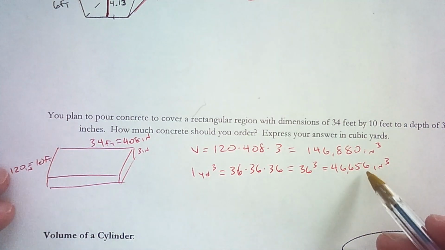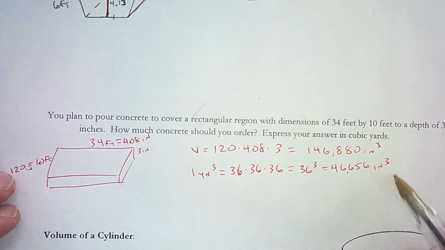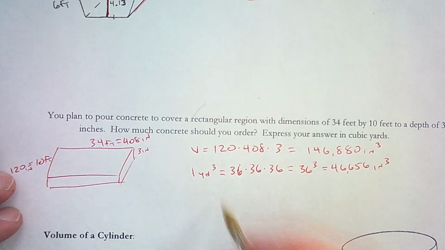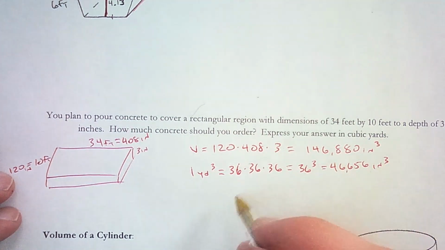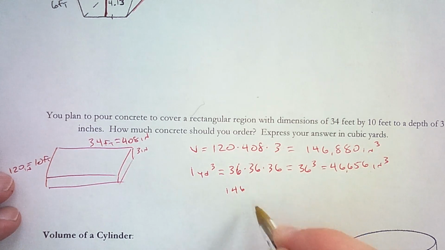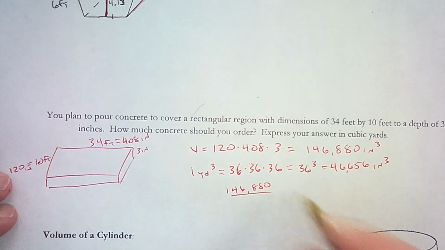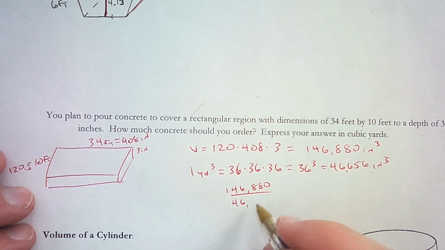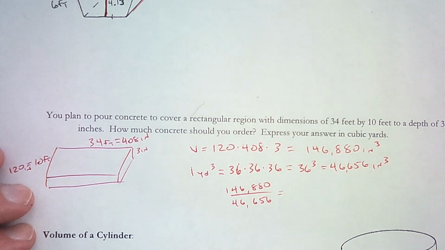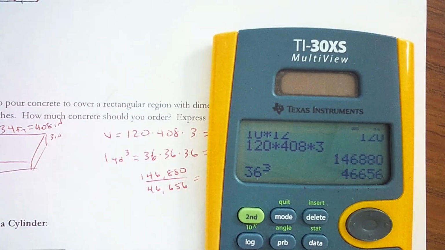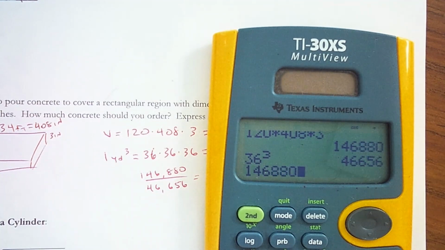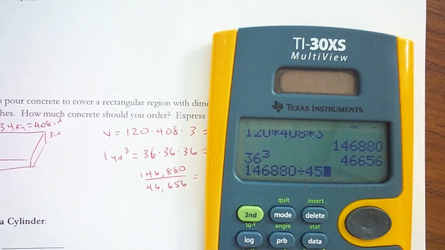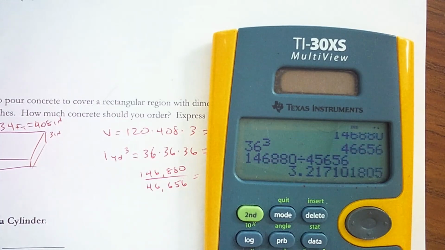Okay, so 1 cubic yard is 46,656 cubic inches. We need to fill 146,880 cubic inches. So how many cubic yards are we going to get? We will divide 146,880 by 46,656. And we get about 3.22.